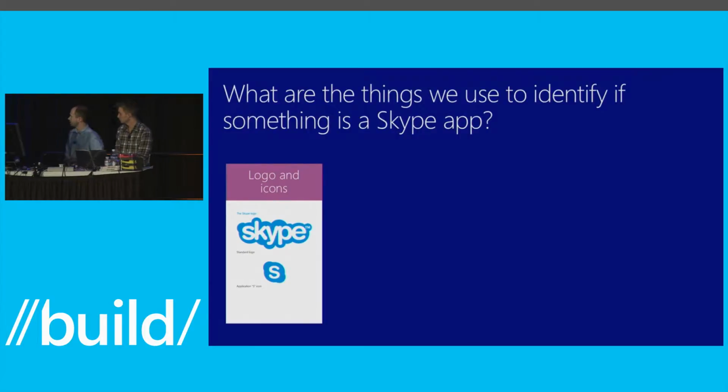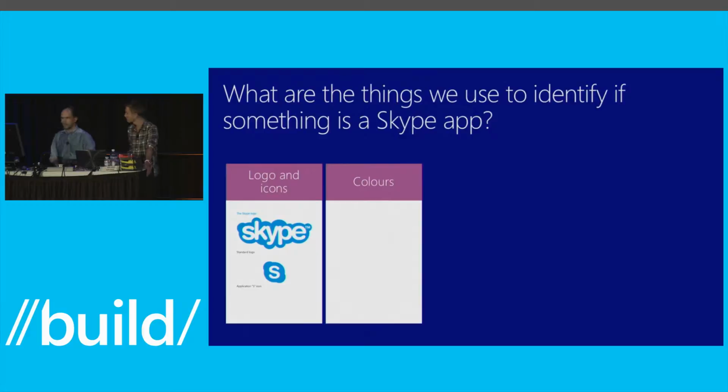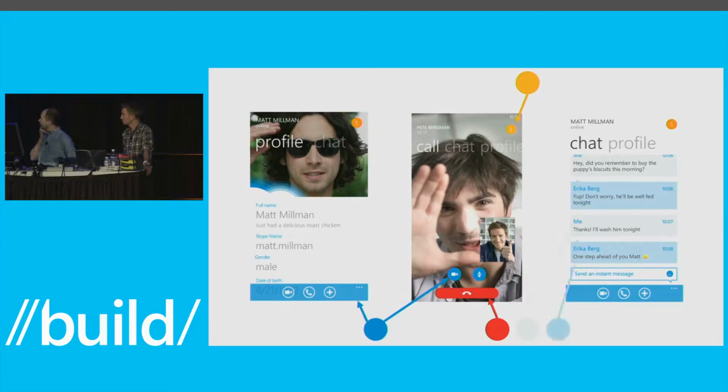So another thing that helps identify if something is a Skype app is a set of colors. As we saw from all those screenshots, it's a consistent theme that runs through them. These three buttons in blue and the red one at the end for hanging up a call. And we can see here across the Windows Phone how these colors come into play and how it's consistent across every screen. So from branding the app bar to branding the chat bubbles to the buttons, we carry that same palette all the way through.